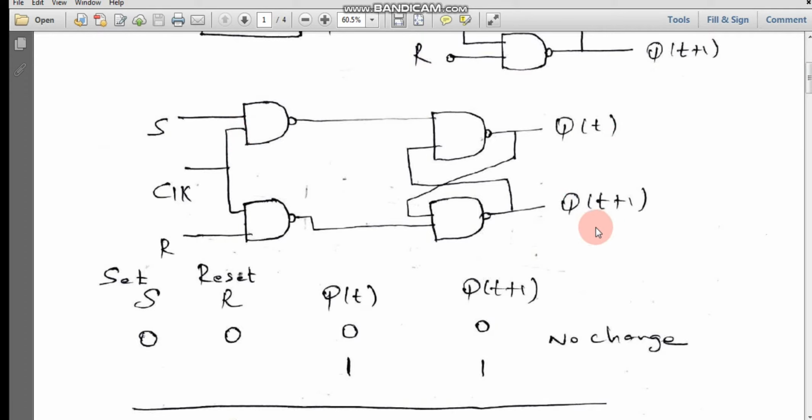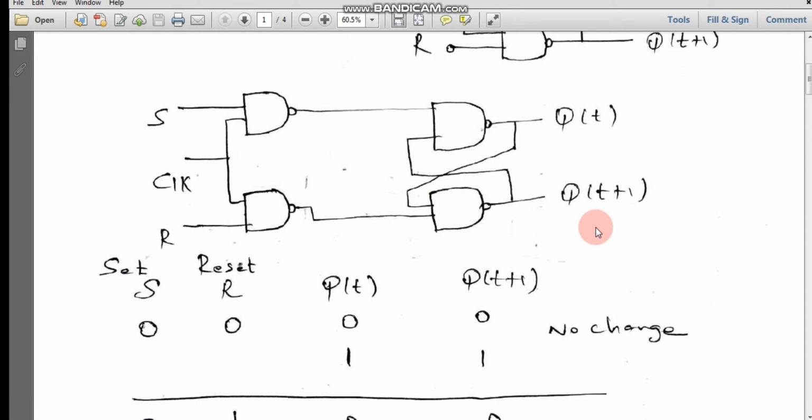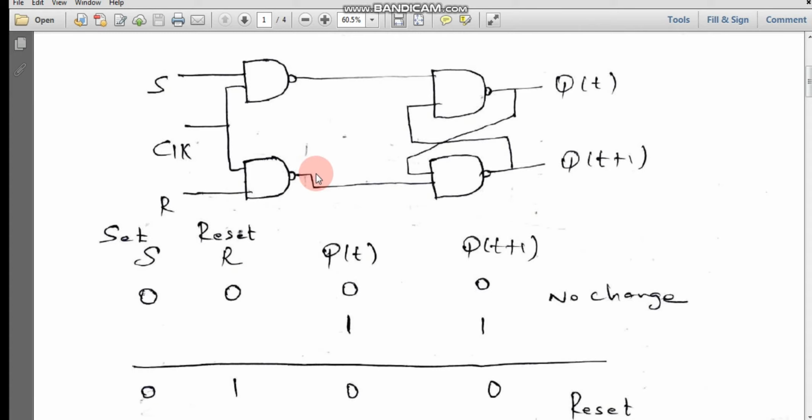Before writing the truth table for this SR flip-flop, I am going to explain the operation of the circuit diagram. S is set and R is reset. The first input combination is here. I am using two inputs, S and R. Therefore, we get 4 input combinations: 0 0, 0 1, 1 0 and 1 1.